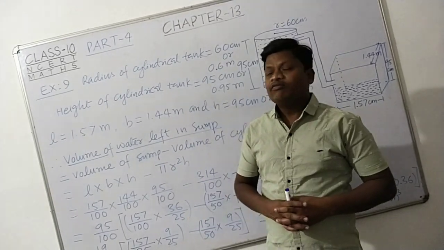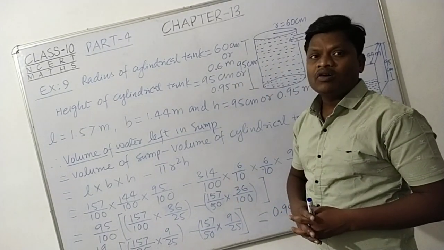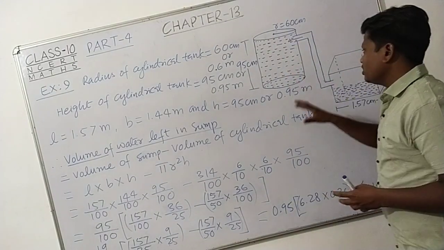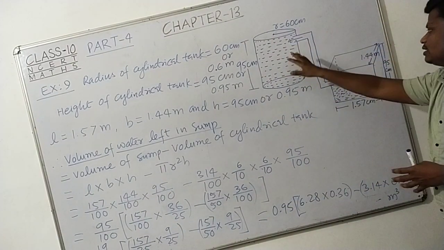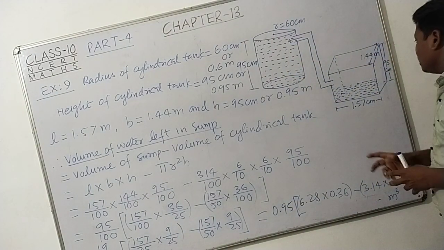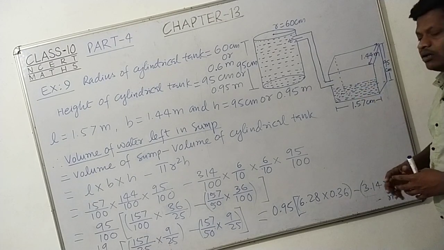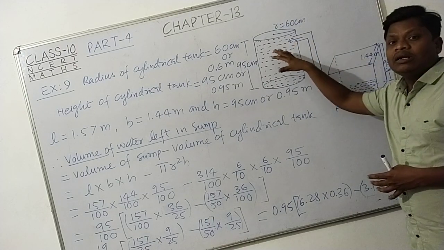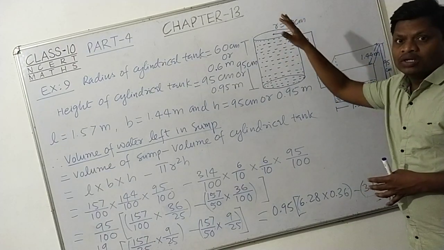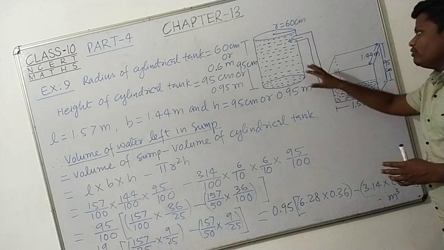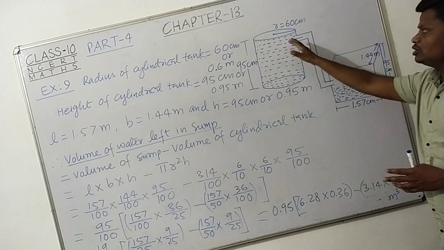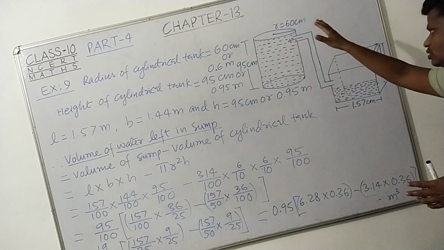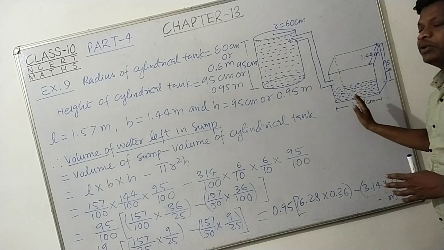Now friends, we will do example number 9 of your textbook, in which the condition is given. Suppose this is the diagram I have drawn for you. This is the cuboidal tank in the ground, and this is the cylindrical tank on the roof. Whatever water we transport into the upper tank of our house is filled by this sump.